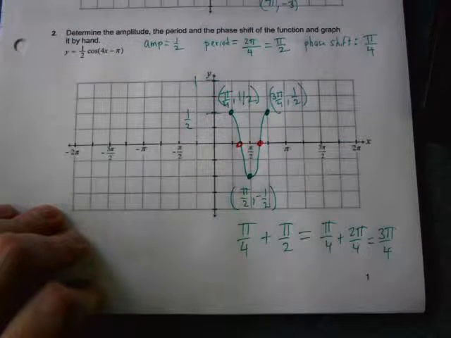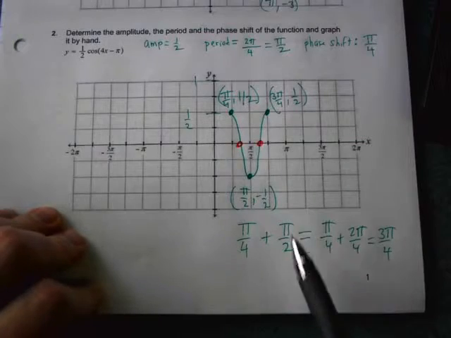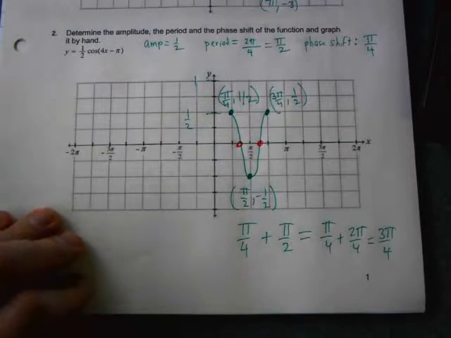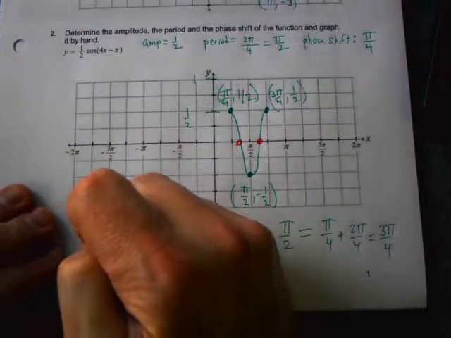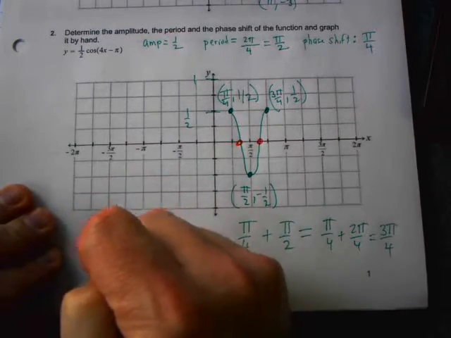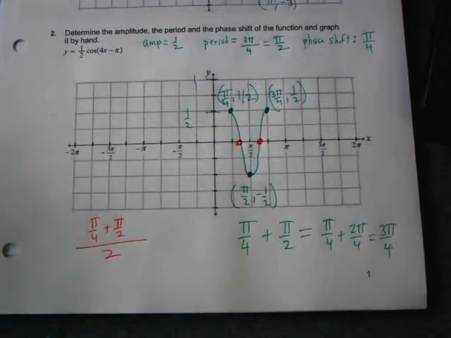Halfway in between. So what's halfway between pi over 4 and pi over 2? Well, we add them together. So we're going to take pi over 4, and we're going to add pi over 2, and then we're going to divide it by 2. It's halfway in between. Things are always halfway in between here. What's pi over 4 plus pi over 2? We already did that once, didn't we? We got 3 pi over 4.